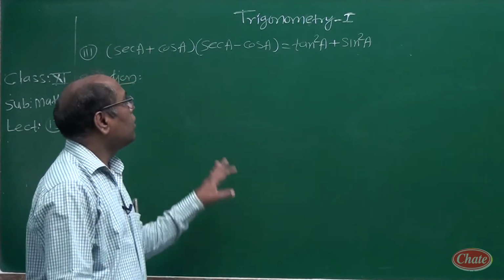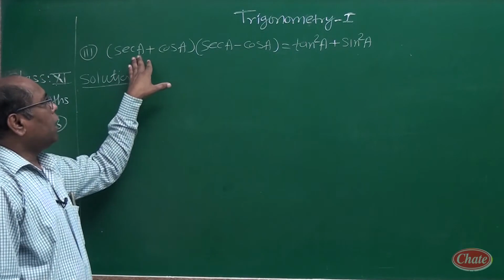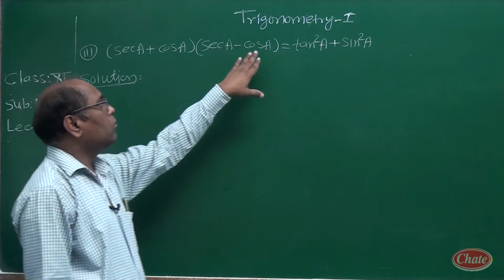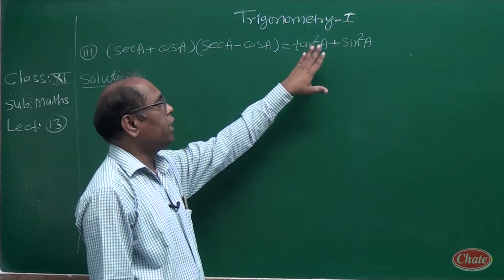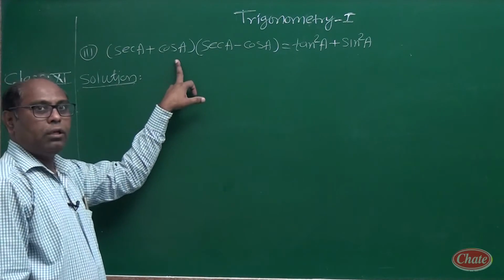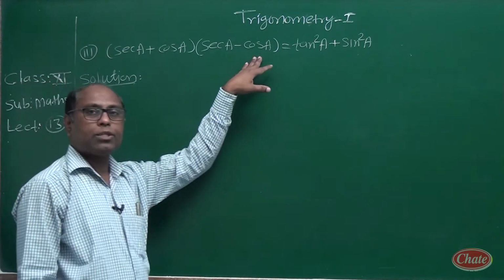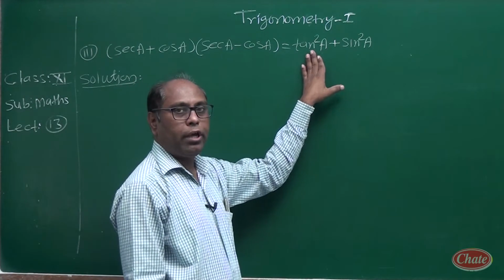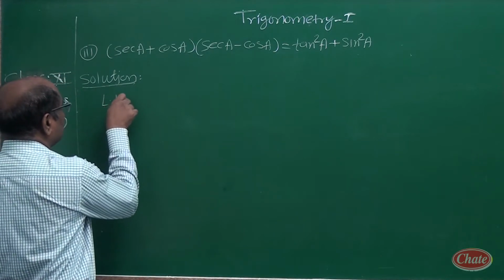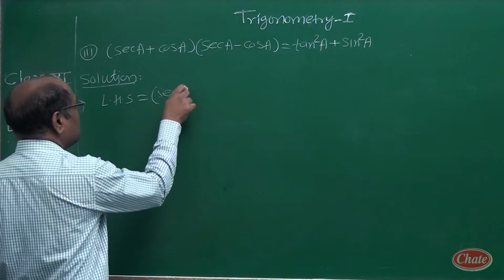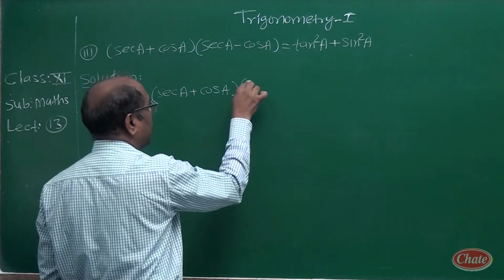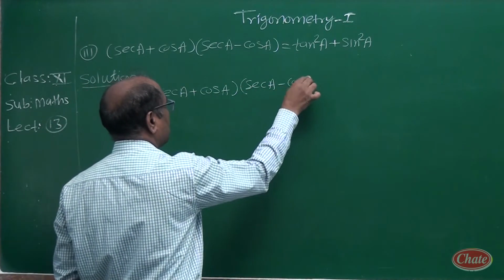Okay, next question. We have to prove that (sec A plus cos A) into (sec A minus cos A) is equal to tan square A plus sin square A. So I take the left hand side here. The left hand side is equal to the first bracket sec A plus cos A into the second bracket sec A minus cos A.